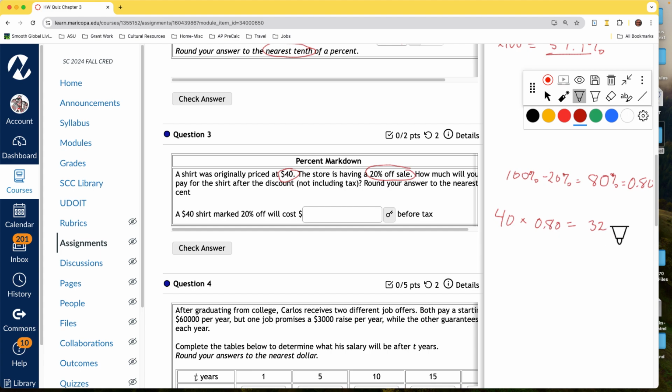It wants us to round it to the nearest cent. There are no cents, so I guess we just put 32.00. I'm not sure it matters. It might still count it right if you just put in 32, but if the nearest cent is, there are no cents. 32, yeah, even their answer doesn't have any decimals.